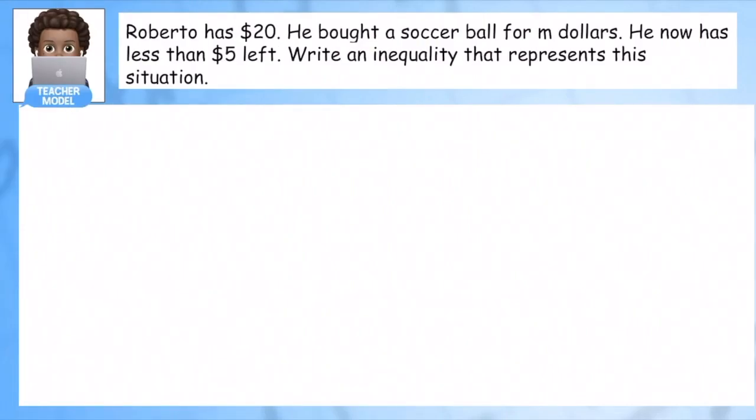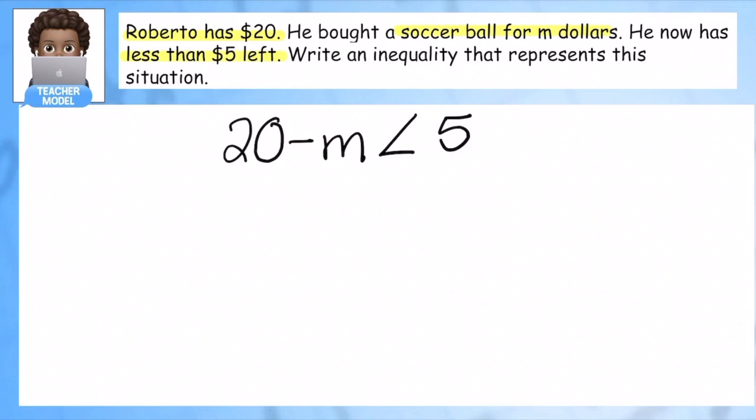We're still playing with the idea of inequalities and what they mean. So here's a deceptively simple problem that's going to push our thinking. Roberto has $20. He bought a soccer ball for $M, and now he has less than $5. Write an inequality to represent the situation. So he has 20. He spends M, and he ends up with less than $5. So 20 minus M has to be less than $5.